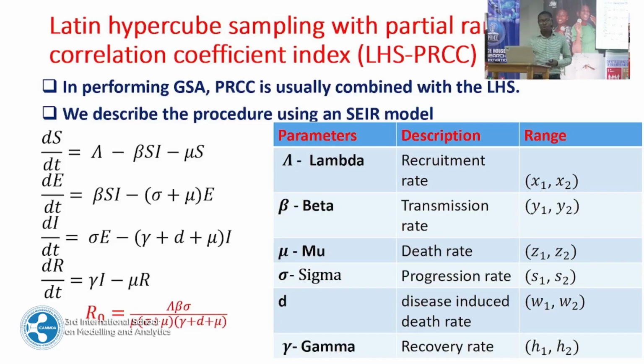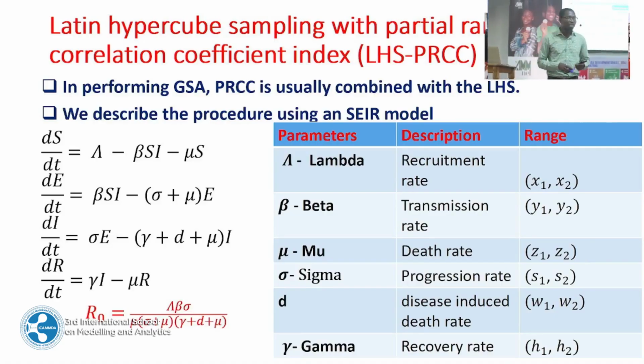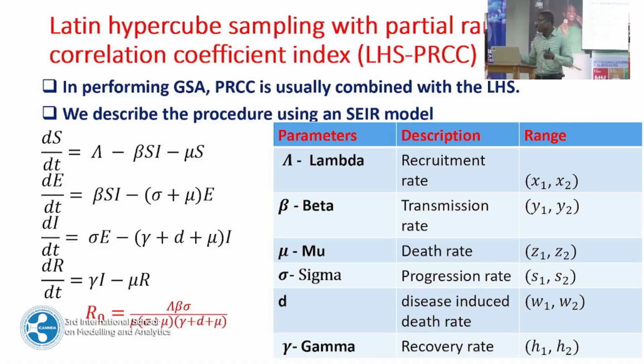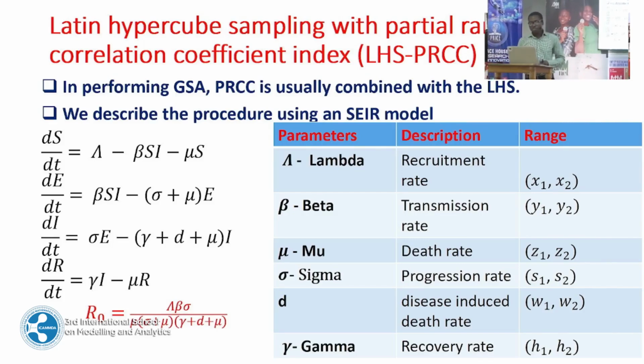One of the most popular sampling methods in sensitivity analysis is Latin hypercube sampling. It is combined with PRCC, the partial rank correlation coefficient. So we perform global sensitivity analysis using the PRCC, usually combined with Latin hypercube sampling.